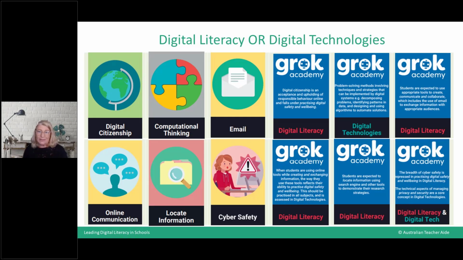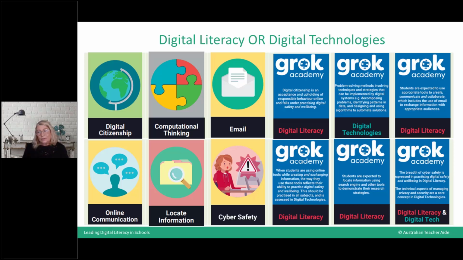So you can see here with cyber safety, the breadth of cyber safety is taught in us looking at digital safety and well-being through the digital literacy capability, but it's also the technical aspects of how we manage our privacy and security, which are now new elements of the version 9 technologies curriculum for digital. So we are explicitly teaching children from prep all the way through to grade 10 in this curriculum about how to be secure and safe online, how to use passwords securely and safely. And it's really important that they understand the implications of everything going online.